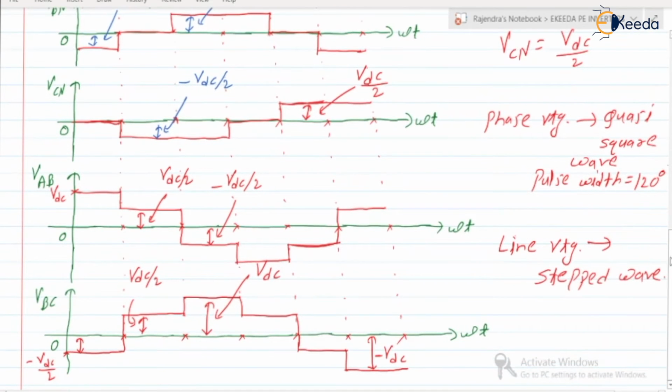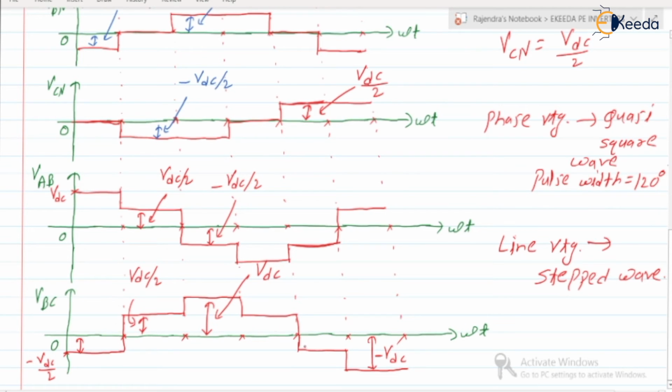Next, if you check line voltages VAB and VBC, whatever the waveform we are having for VAB, the same is repeating in the VBC, right? If you check, it is repeating after two intervals: VDC, VDC by 2, minus VDC by 2.